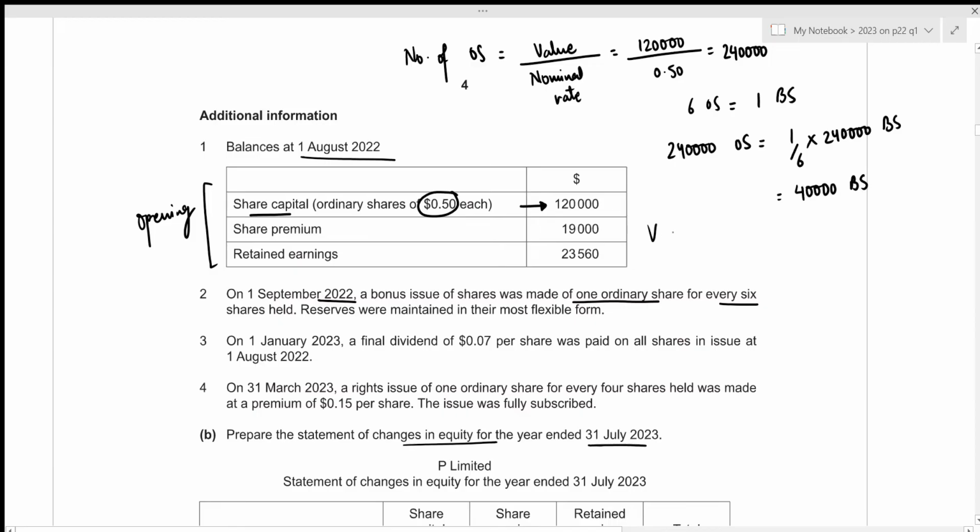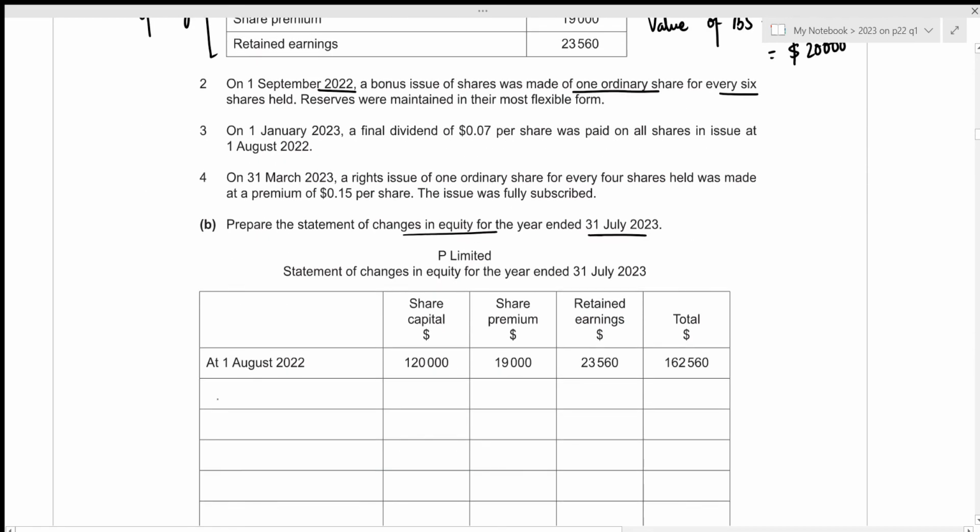Now the value of bonus shares is just going to be the number of bonus shares multiplied by the nominal rate, because remember the bonus issue is funded by our reserves, which means that we cannot really give out bonus shares at a premium price. This will give our value of bonus issue to be 20,000. Okay, let's write it down. We can write it under the heading of bonus issue. And the value for the new bonus shares is 20,000.